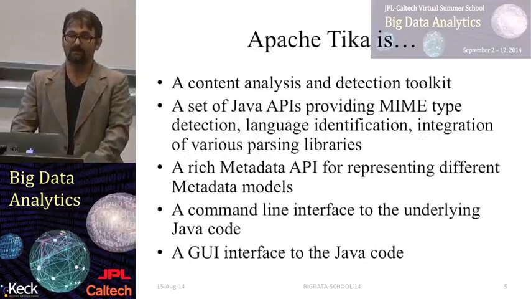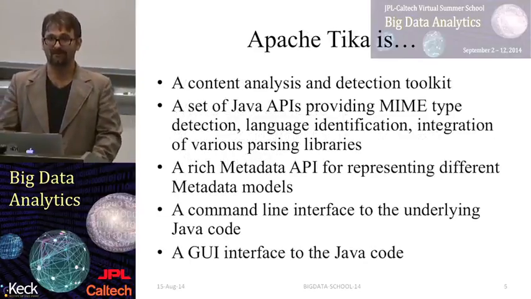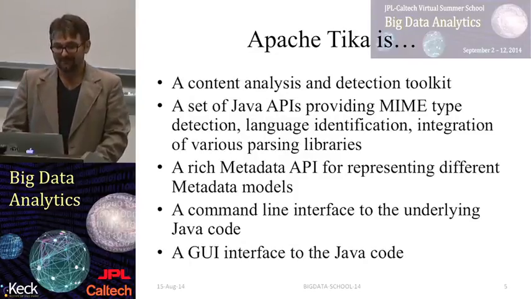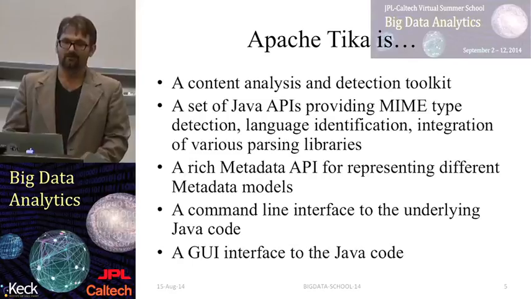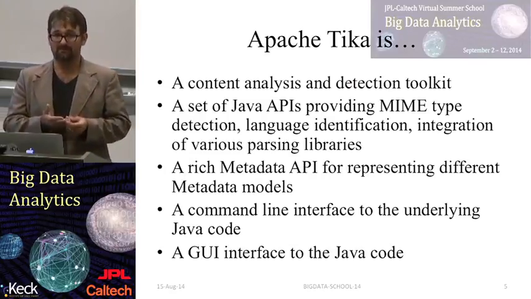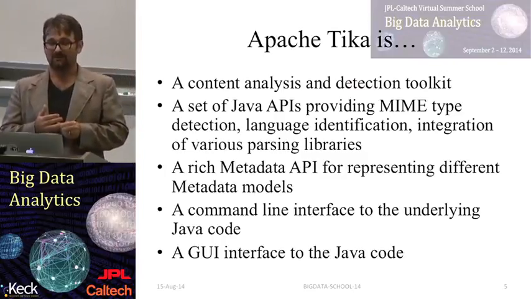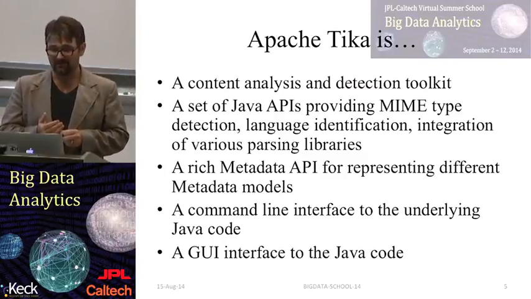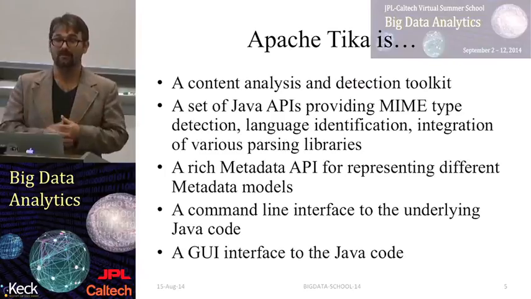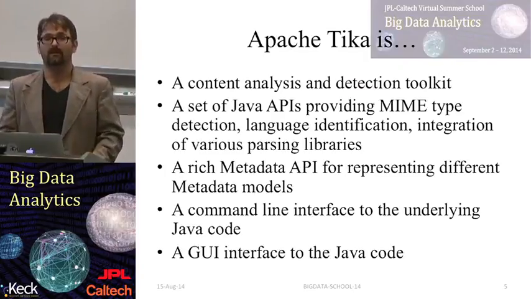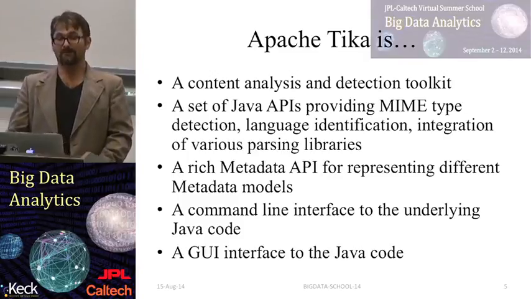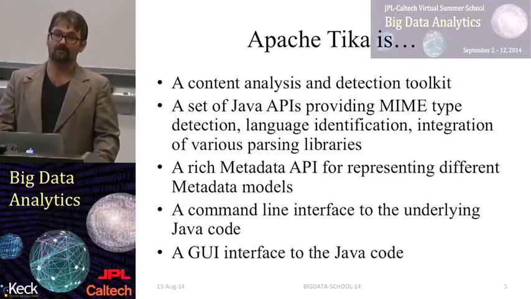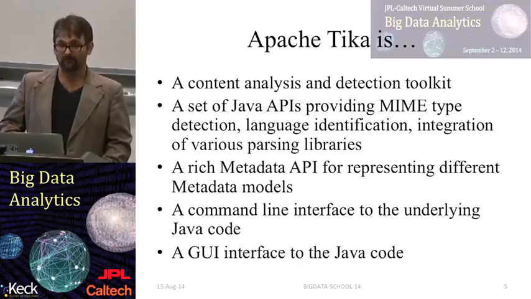Okay, so Tika, we've been talking about content detection and analysis in the context of big data. Tika is a content detection and analysis toolkit. Ultimately it was written in Java. It's a set of Java APIs that provide automatic MIME type identification, language identification, metadata extraction, and text extraction, and integration with various parsing libraries. In fact, all of the parsing libraries that support those 1,200 file types or content types from IANA are supported by Tika, including all of the parsers necessary to extract text and metadata from them.